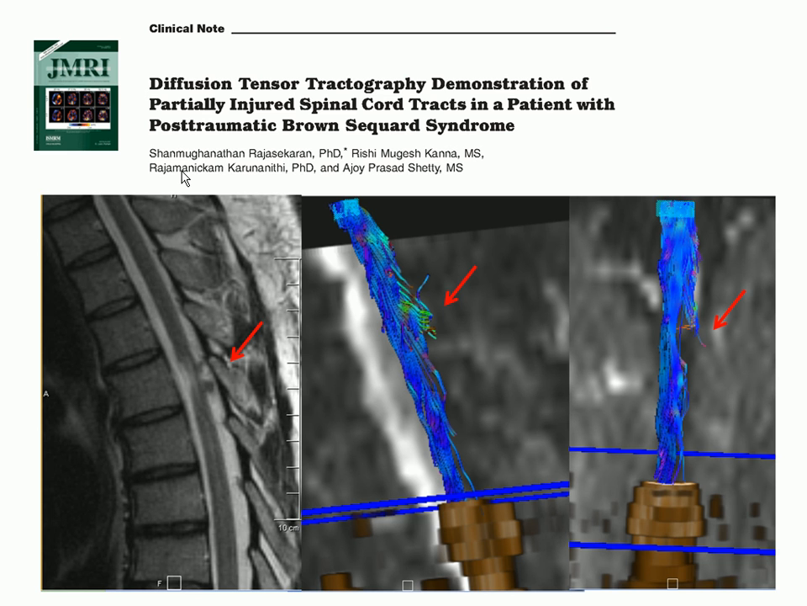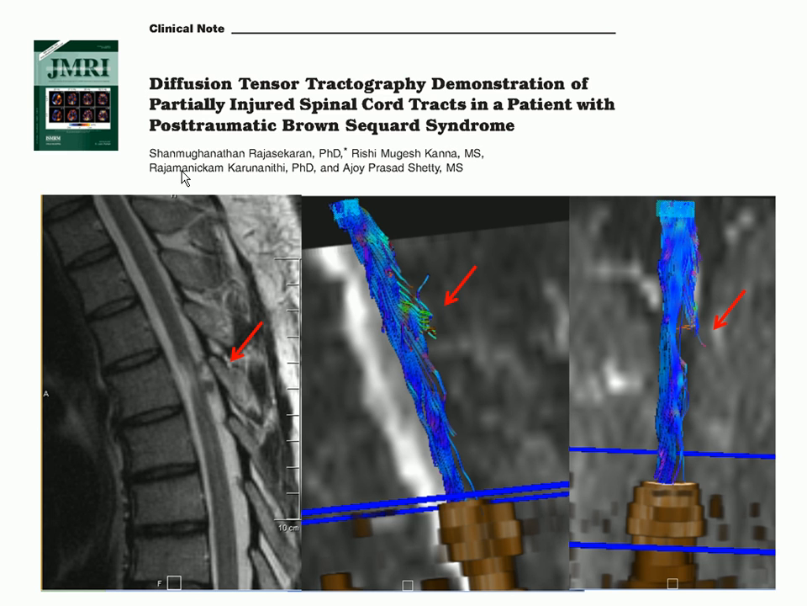Now this is a case we reported in the Journal of MRI, that this patient reported to us with a stab injury, and he had complete paraplegia on presentation. And this was the appearance in the MRI on presentation, and you can see that there is a lot of edema. But when we did a DTI for him, it showed that there was only a partial cut of the fibers, and some of the fibers were intact. And sure enough, in 3 months' time, he recovered partially to have a complete Brown-Sequard syndrome.